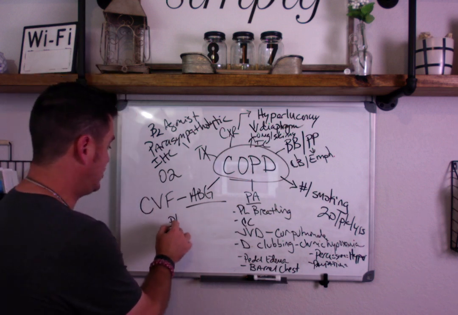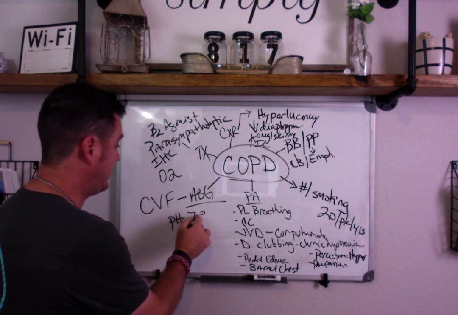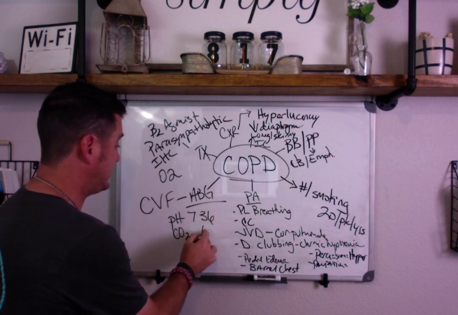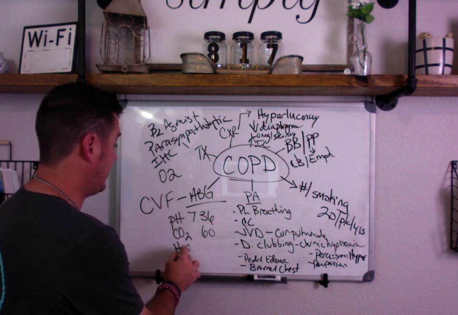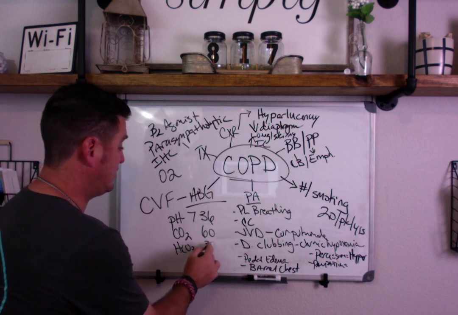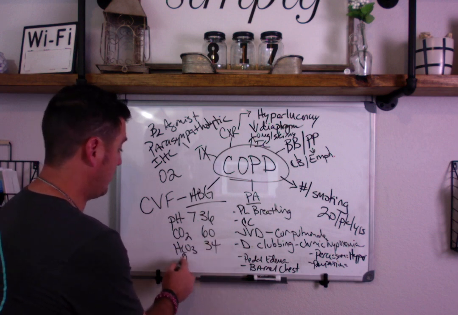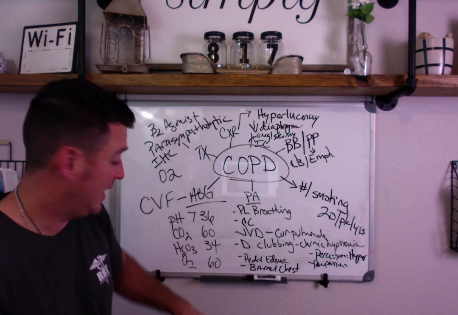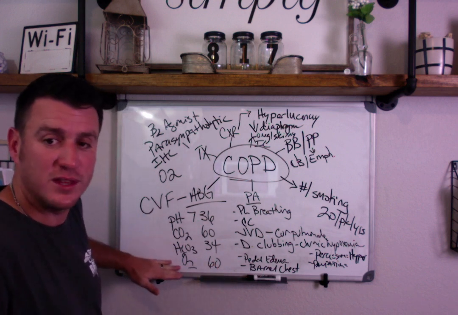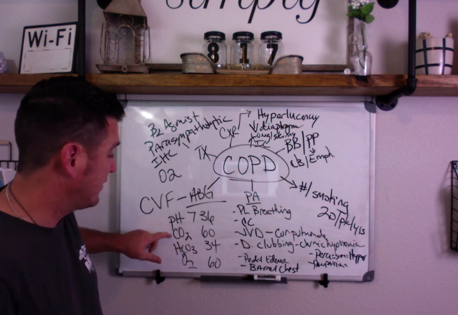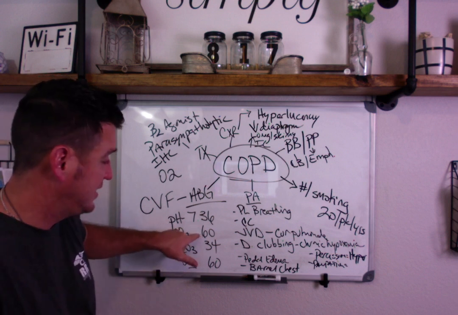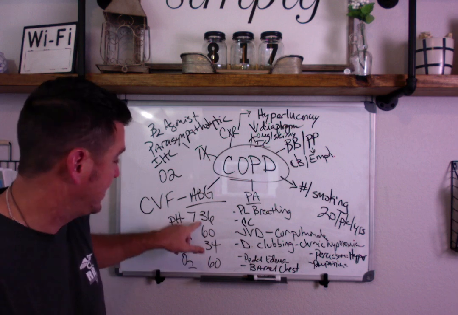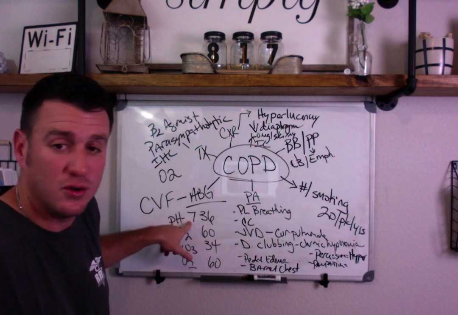So their pH may be 7.36. Their arterial CO2 may be 60. And their bicarb may be 32, 34. And their O2 may be 60. You need to understand that this is okay for this patient. This is chronic ventilatory failure. This patient lives at a CO2 of 60. We know that because their pH is within the normal range.